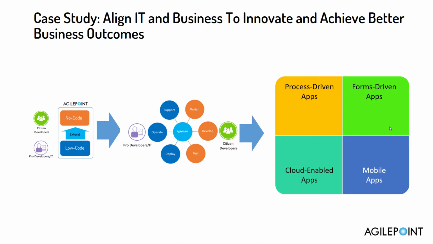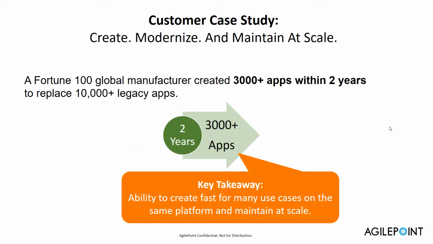The first example I'd like to go through really gives you a sense of the scale at which AgilePoint can be used. The example comes from a Fortune 100 manufacturer who used AgilePoint to create 3,000 applications in a 2-year period. And not only is it extremely compelling the speed at which they built these applications, but also just how considerably they consolidated their legacy application portfolio, with 3,000 AgilePoint applications handling the workload of 10,000 applications built on homegrown technologies.